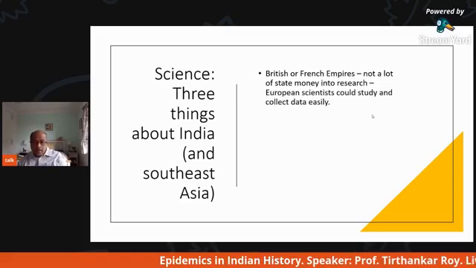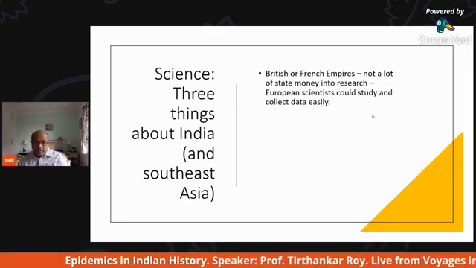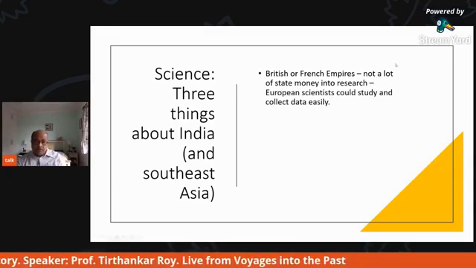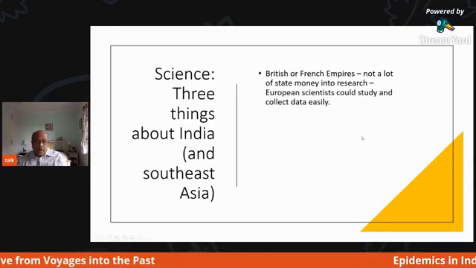The data on some of these diseases, like plague and cholera, were more readily available in the tropical world, such as South Asia and Southeast Asia. And the empire enabled that kind of exchange.